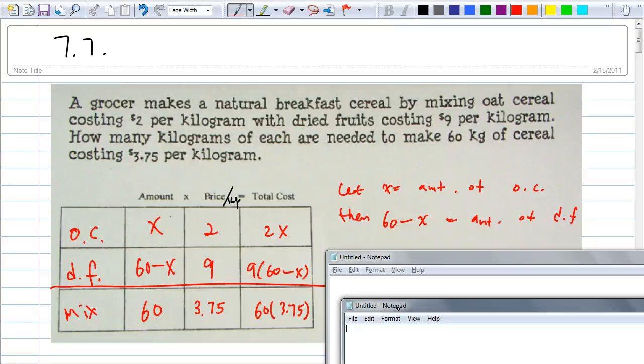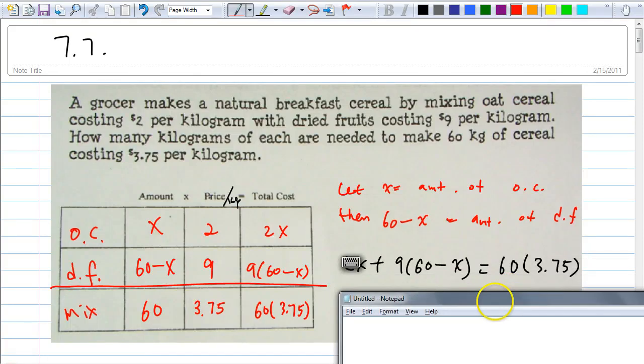So then we need to come up with an equation, right? Of course, the equation is where the left side is equal to the right side. So does anybody see the equation? Anais? 2x plus 9 times 60 minus x equals 60 times 3.75. Exactly. If you were to add how much it costs you for the cereal plus how much it costs for you to add the dry fruit, it should equal how much it's going to cost the whole thing, the mixture. Would you not agree?